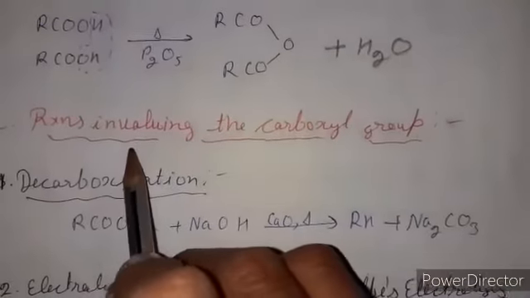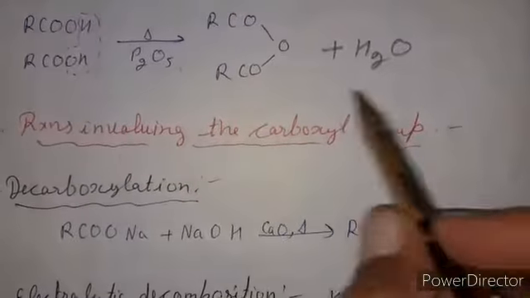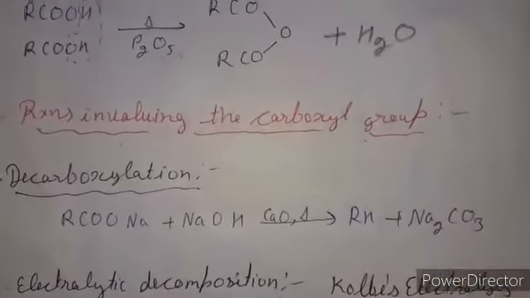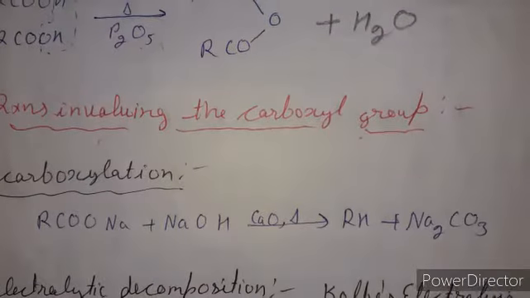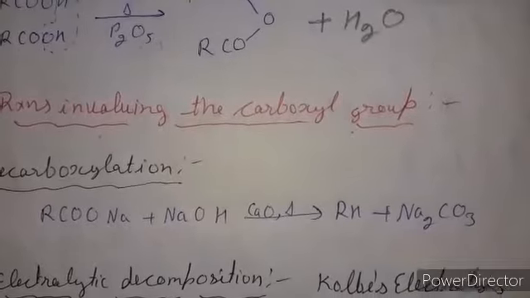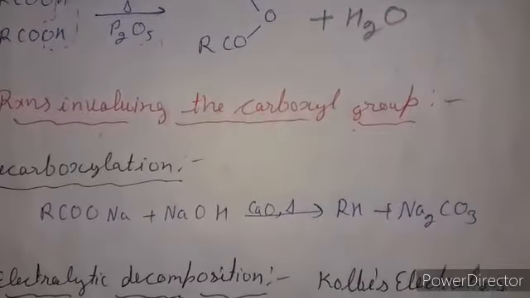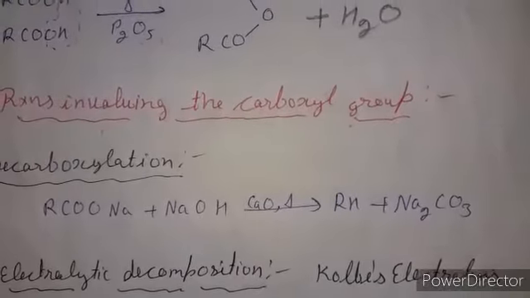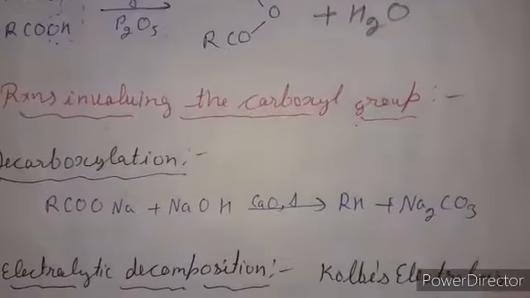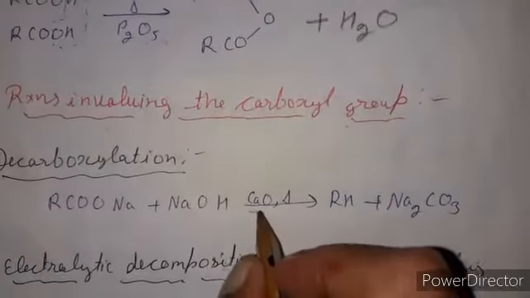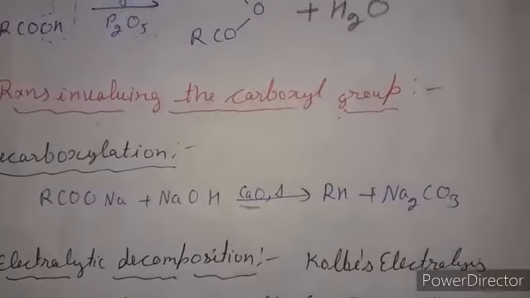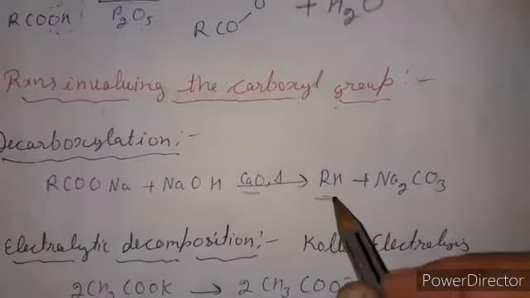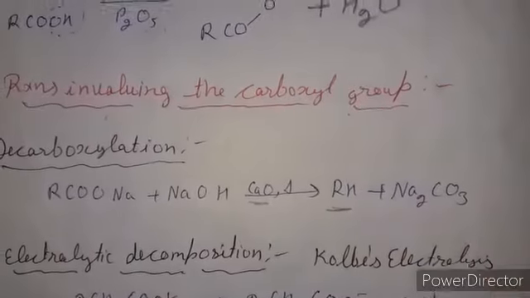Third type of reaction involving the carboxyl group: the full-fledged carboxyl group is removed. First, decarboxylation. Carboxylic acid gets decarboxylated, losing carbon dioxide, when we react sodium or potassium salts of carboxylic acid with soda lime, sodium hydroxide and calcium oxide in a 3:1 ratio. It forms a hydrocarbon that has one carbon less than the parent acid.